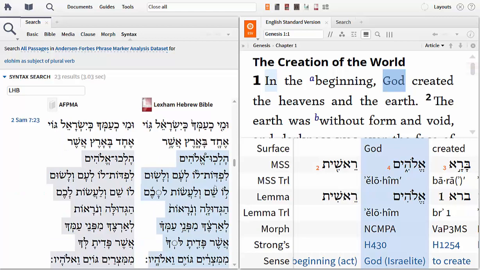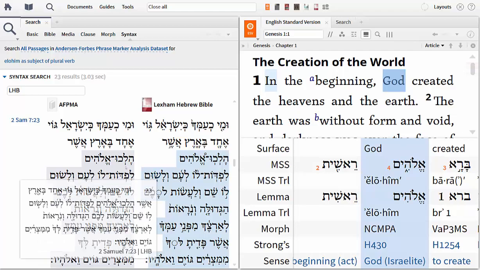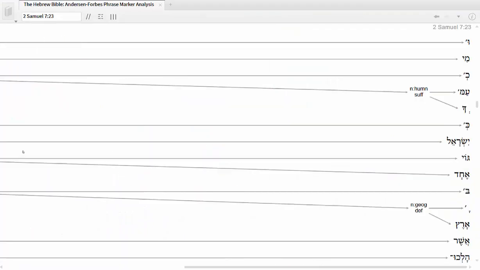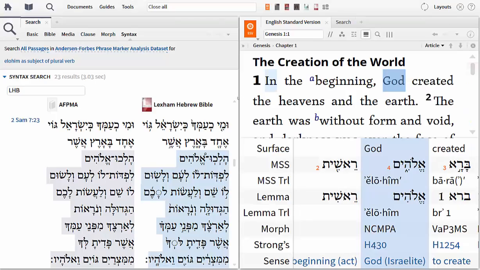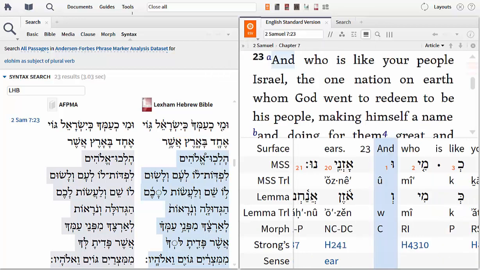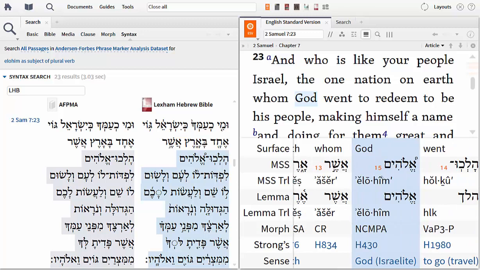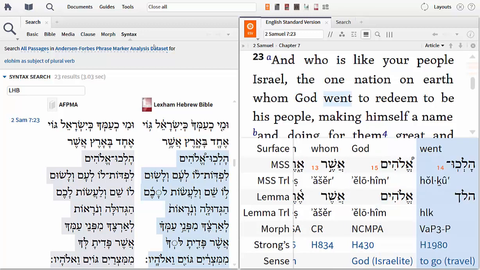There's a couple interesting ones. 2 Samuel 7:23. Here you have Elohim. Let's just click out to it. And Anderson Forbes, that's kind of dense, kind of hard to read. Let's just go to 2 Samuel 7:23 here. And this is a little bit easier. So here we have God, Elohim, right there, very easy. Went to redeem. Now here we have halakhu.